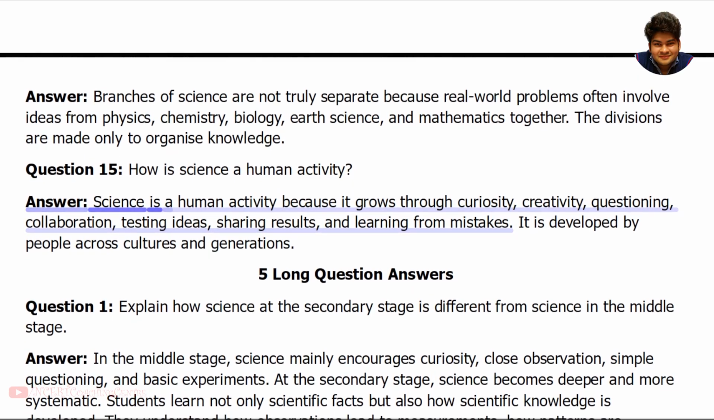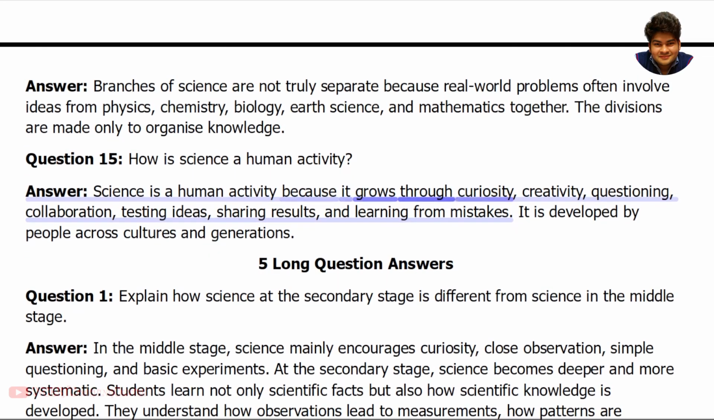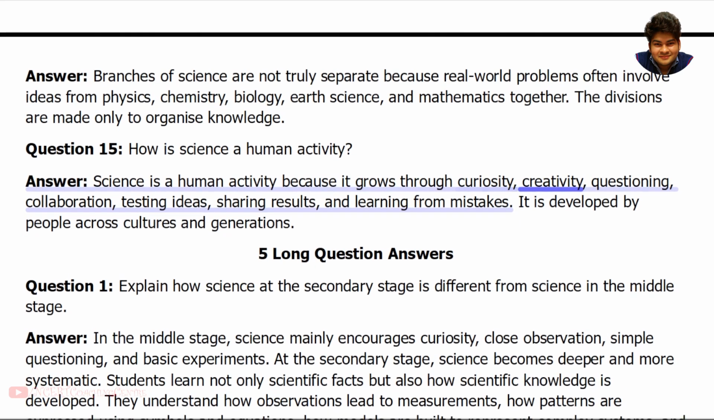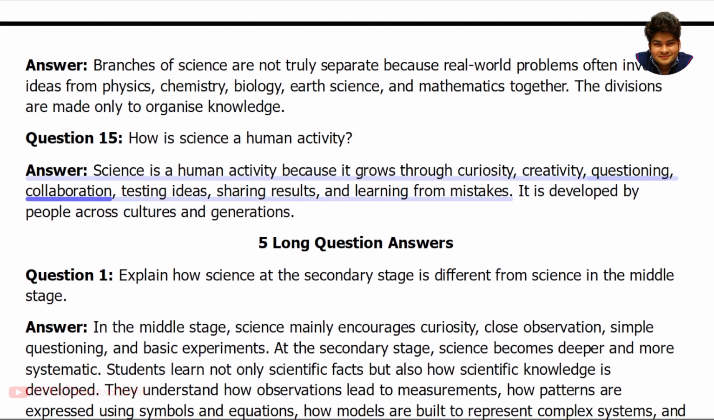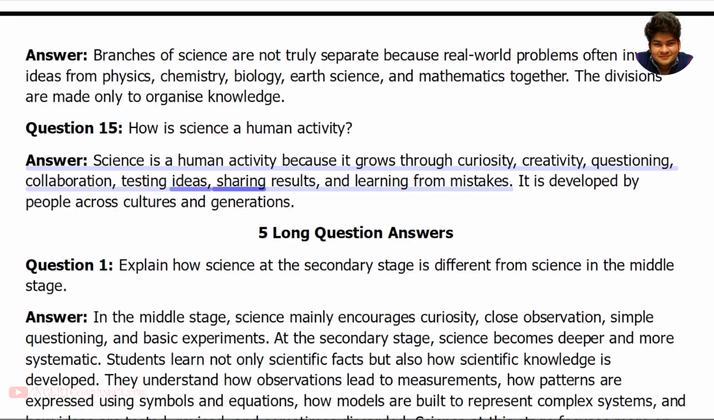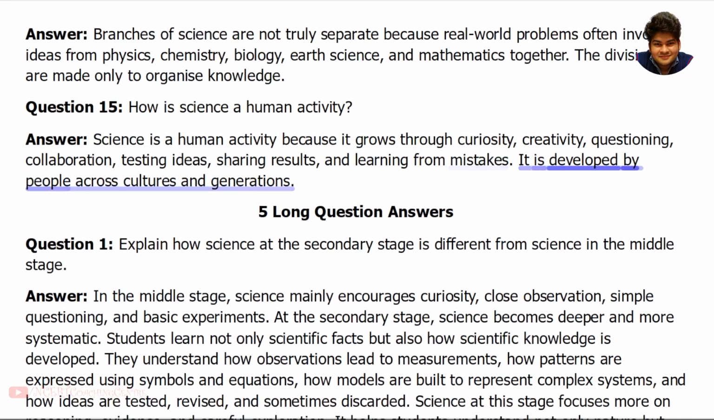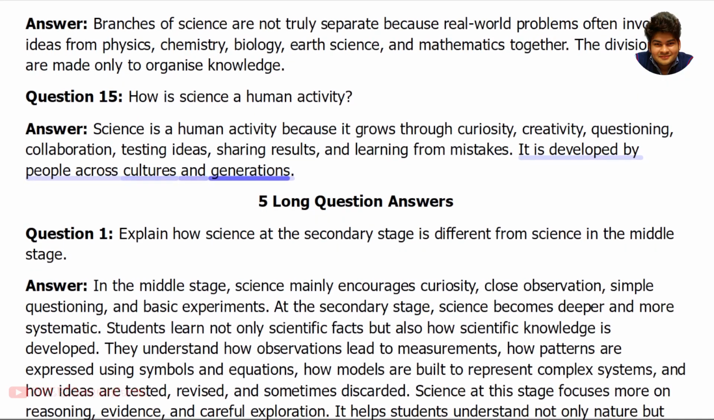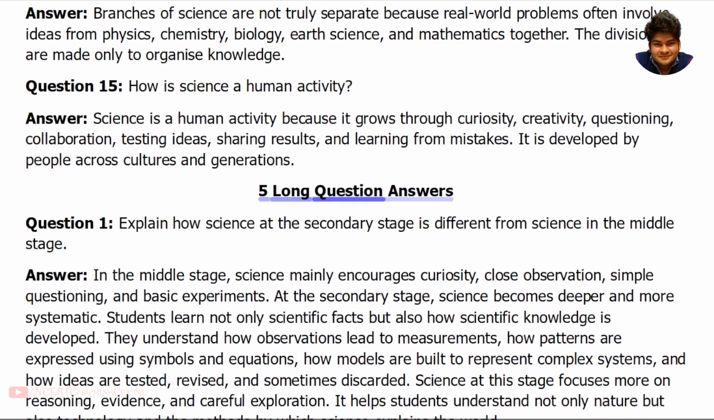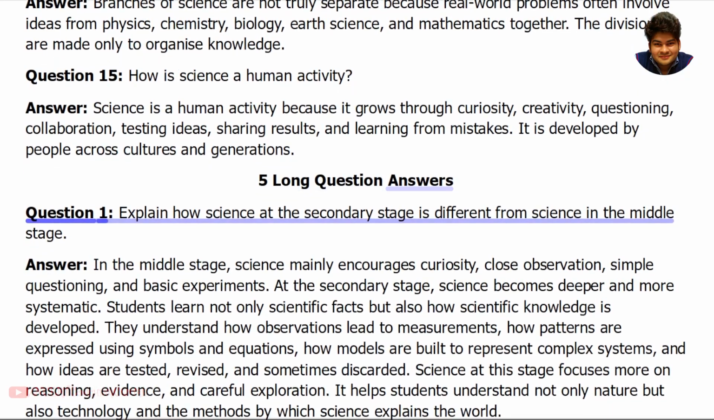Answer: science is a human activity because it grows through curiosity, creativity, questioning, collaboration, testing ideas, sharing results, and learning from mistakes. It is developed by people across cultures and generations. 5 long question answers. Question 1.